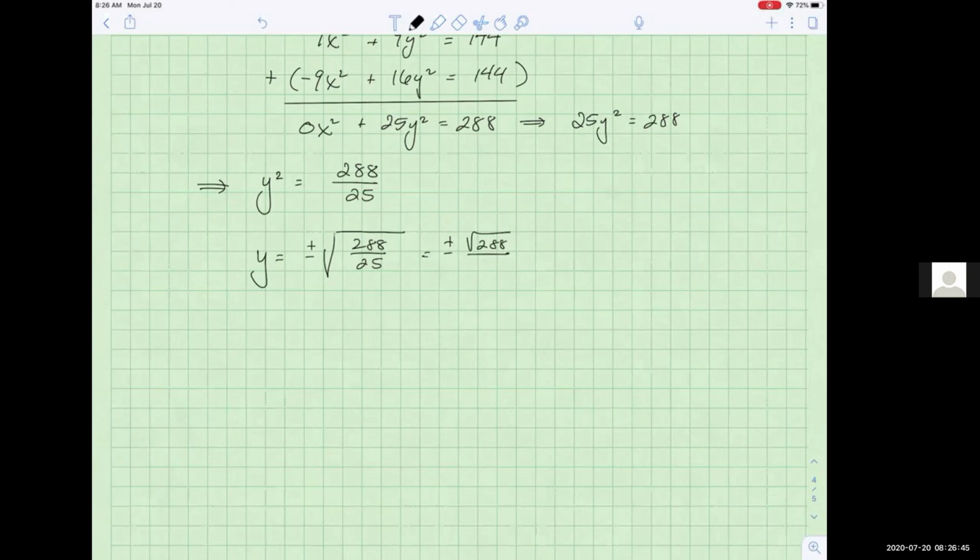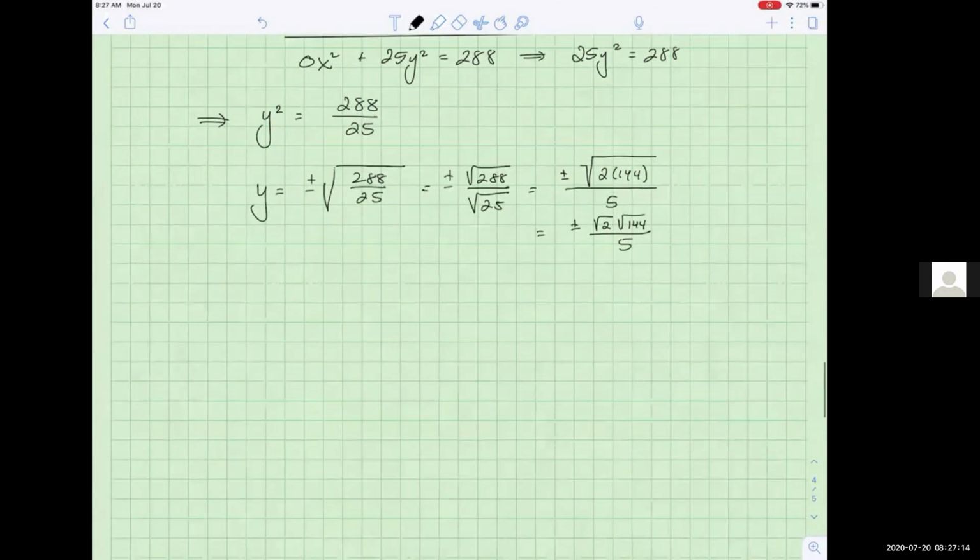Let's see, the square root of 25. This is plus or minus the square root of 288, which we know is 2 times 144, divided by 5, and that's plus or minus the square root of 2 times the square root of 144 all over 5, which is plus or minus 12 root 2 over 5.